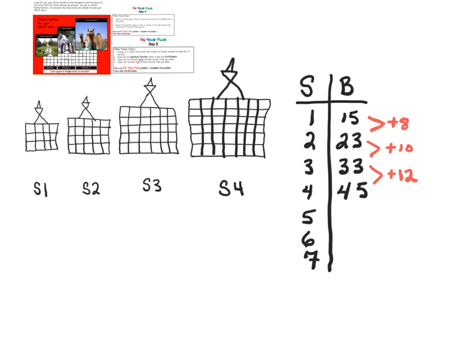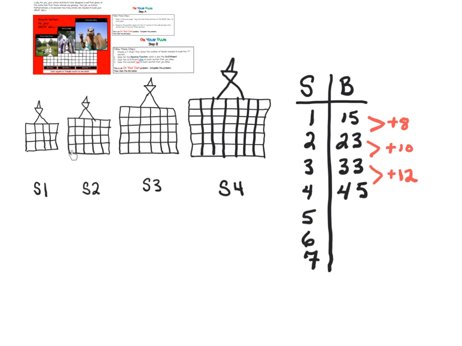Alrighty, my friends, here we go. I have set up the beginning of the T-chart here. I made my T, and then I put S here for section number, and B over here for the number of blocks needed. If you look over here at section number 1, you need 4 times 3, which is 12, plus this 3 will give you 15. So 15 blocks needed for section 1.